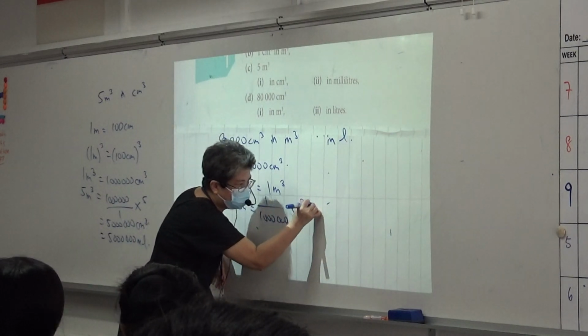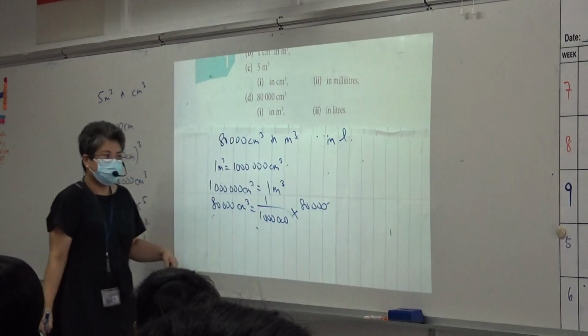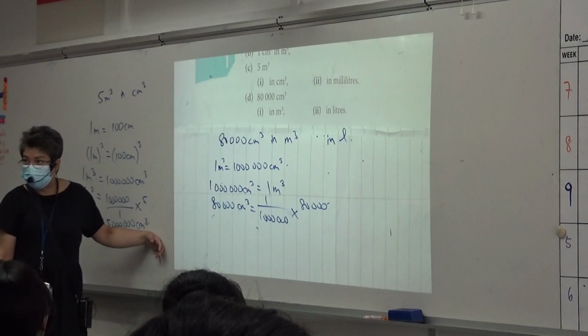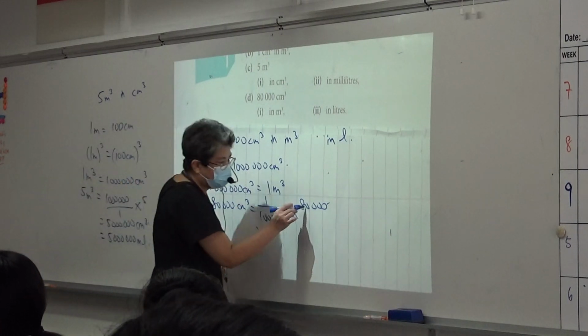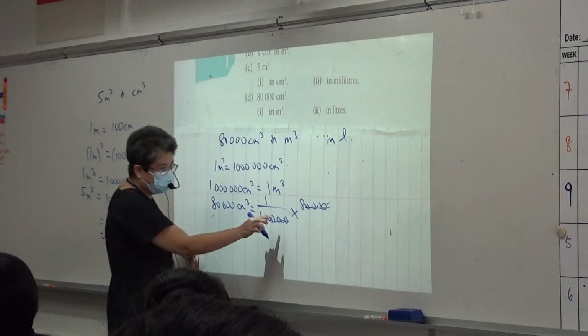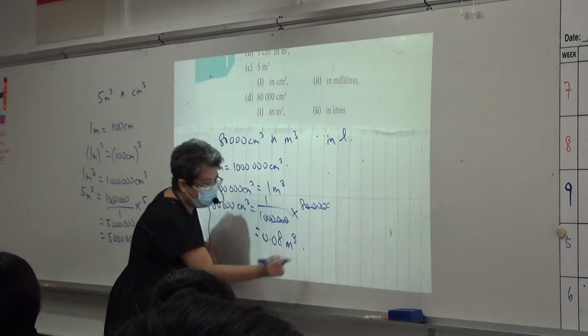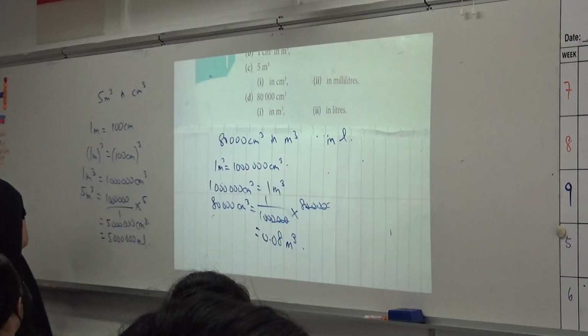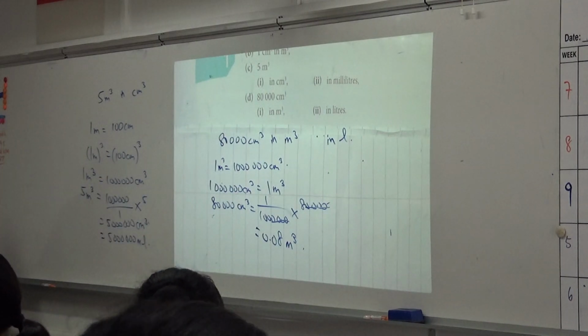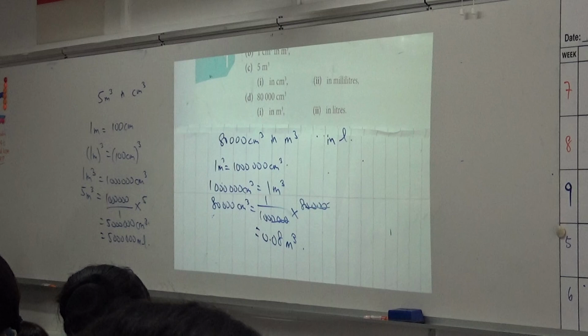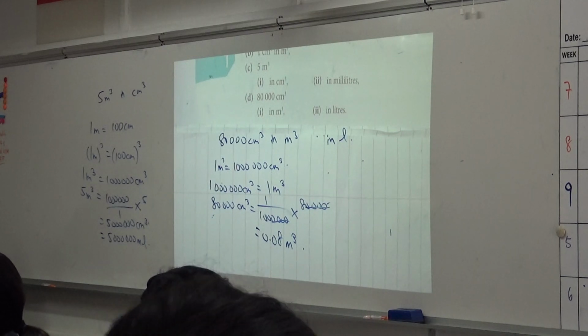1 million times 80,000, right? Correct? Okay. So this one 4 zeros will be over. So 0.08 meter cube. Is this correct? Is this correct? Yes or no? So that's how we do it.